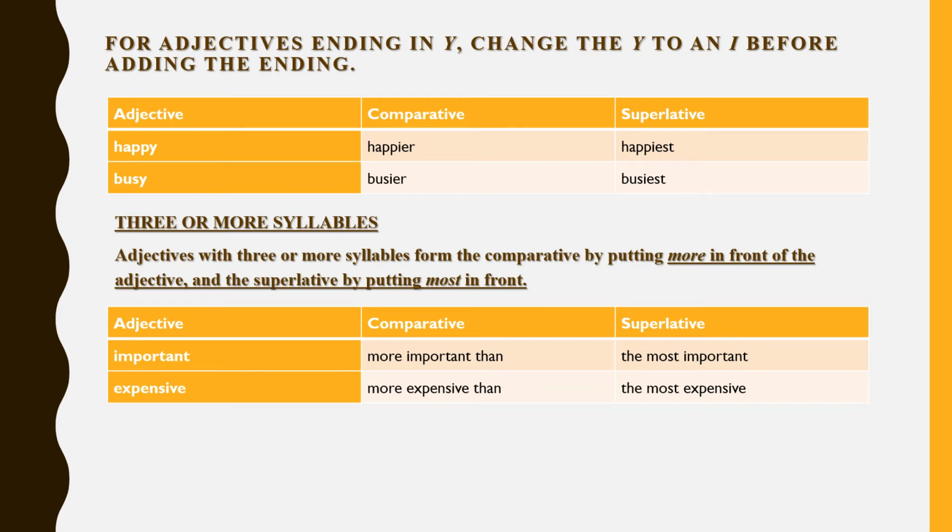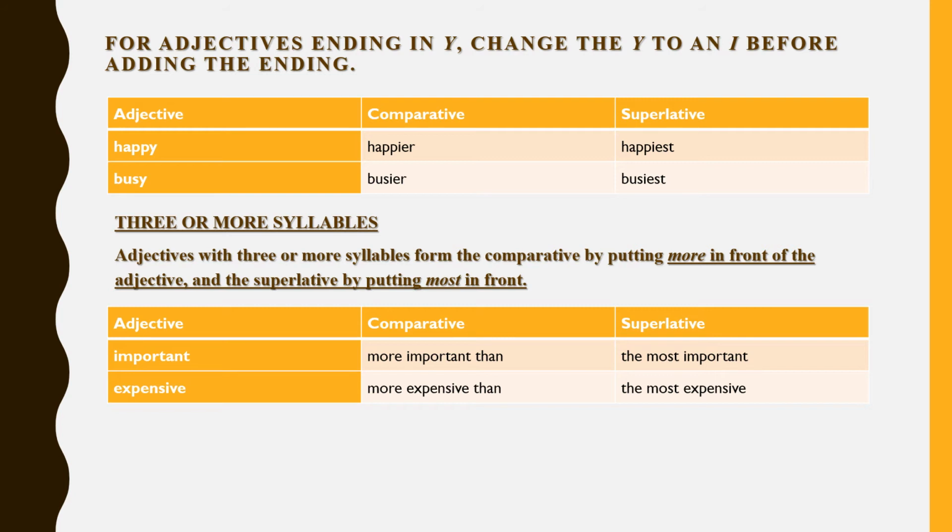Okay, all right. About busy, it will be busier and busiest. So we crossed out the Y and put I. With the comparative form it will be IER, and the superlative form, IEST. Got it? Okay.